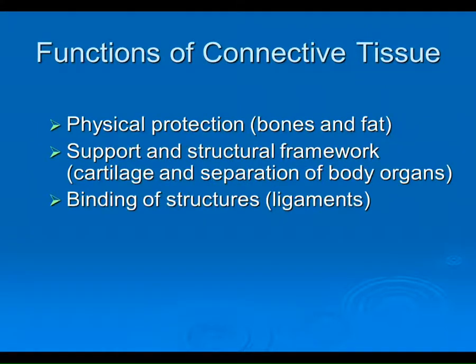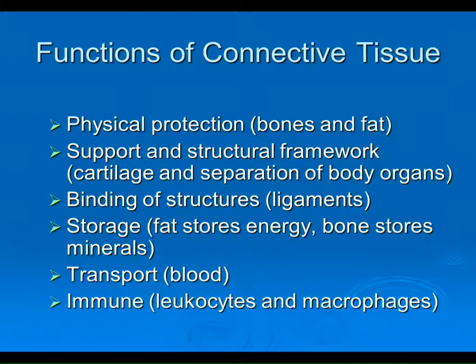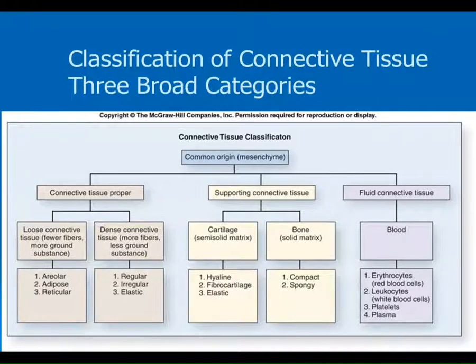Now, connective tissues do all sorts of jobs. They are protectors, right? Bones protect our organs. Fat protects our organs. Cartilage helps to support us as well. Ligaments hold us together, our bones to bones. Storage, our fat is being stored by adipose. Our calcium is being stored by bones. Transportation, blood is transporting all sorts of things. And we don't want to forget about immune functions. Some of your white blood cells are helping you fight off infection. So lots and lots of different types and different functions for the connective tissues.